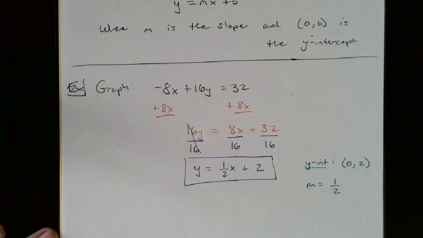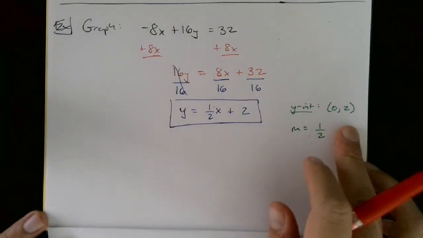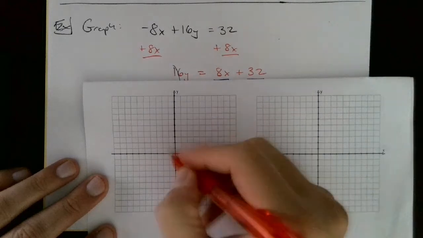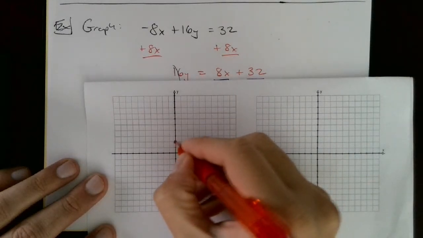So the way we work through this is first you want to plot the y-intercept, always. So I'm going to plot the y-intercept. So (0, 2) would be 0, 1, 2, would be here.